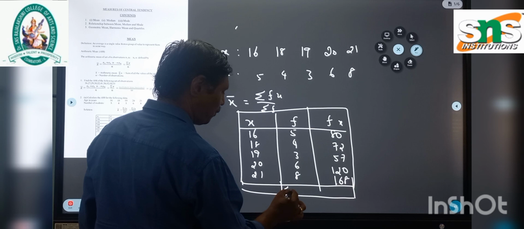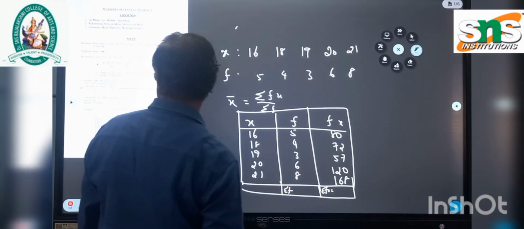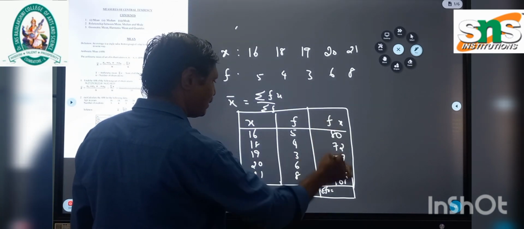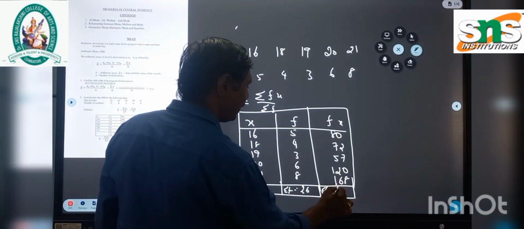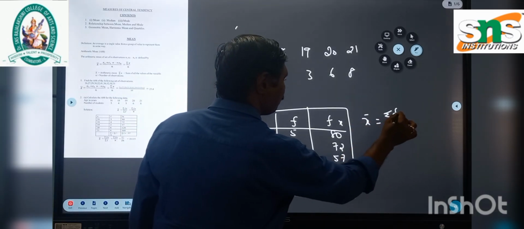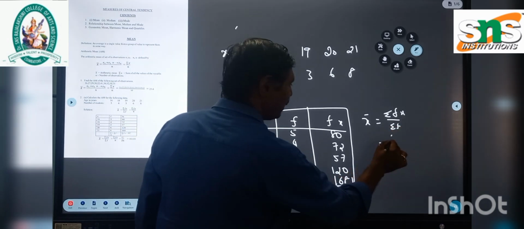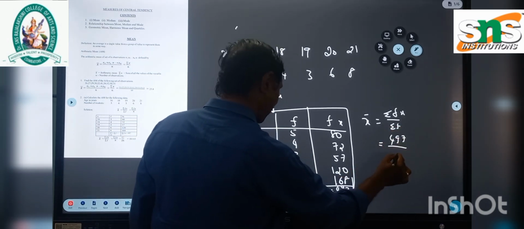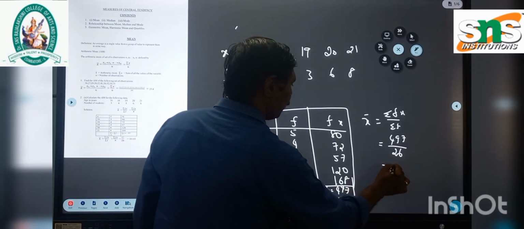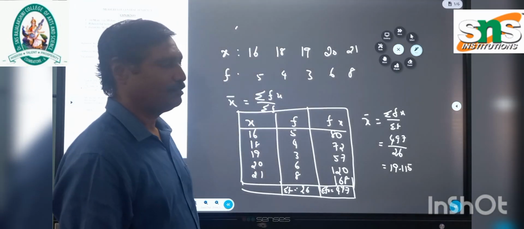So it is the sum of the total frequency and the sum fx. The sum of f is 26, and the sum of fx is 497. Therefore, the average x bar is equal to sum fx by sum f. That is 497 divided by 26. After reduction, the value becomes 19.115. That is the average for the given data.